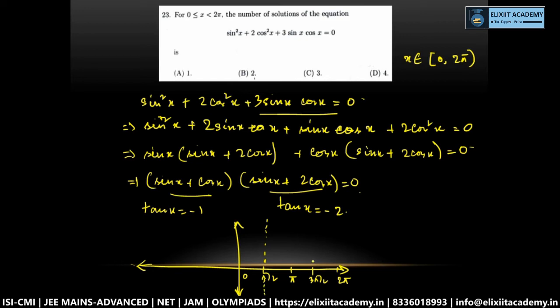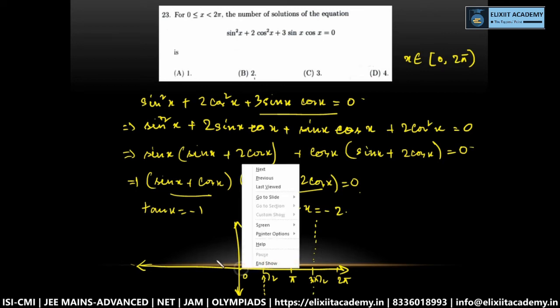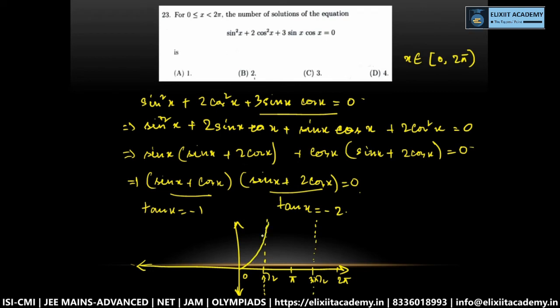Let's first draw the graph of tan x. So we have it like this, 0 to 2 pi. Then there's a graph in between pi by 2 to 3 pi by 2, like this. And between 3 pi by 2 to 2 pi, we have the graph like this. Here we have open. So this is the graph.